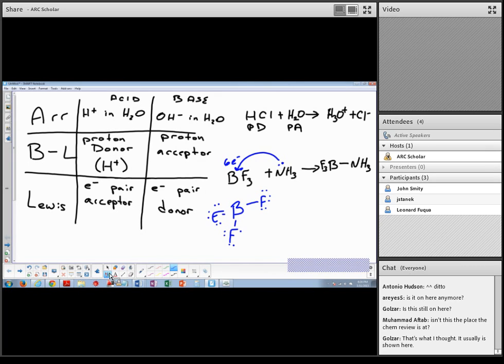Up here, is there going to be that electron exchange in the HCl in the water? What do you guys think? Yeah, it's still going to be there. Where are the electrons that are doing the donating? What atom are they on?